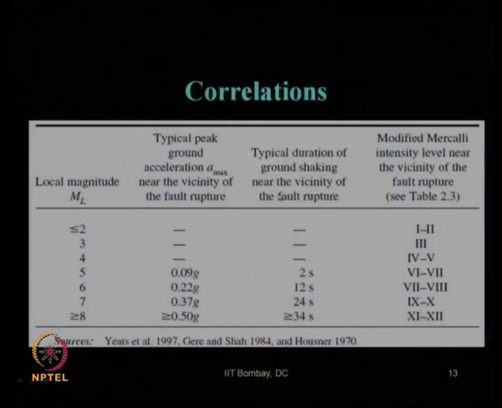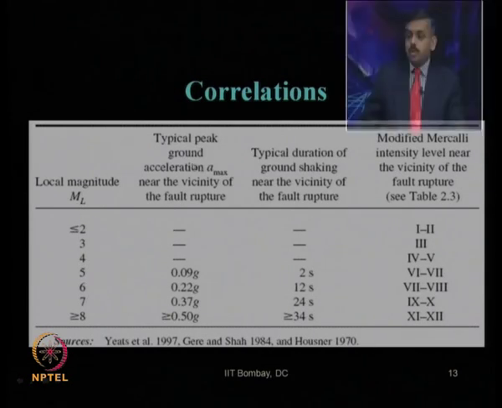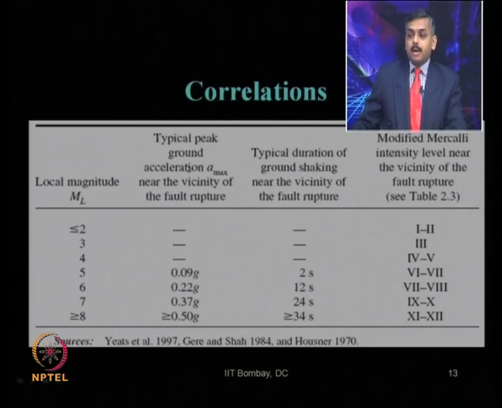So, this is a correlation which I have just talked to you about. These correlations were suggested initially by Housner in 1970, then modified by Gupta and Shah in 1984, and then further modified by East et al. in 1997. The local magnitude or Richter magnitude values are given here. Corresponding to that, typical peak ground accelerations, that is, Amax values near the vicinity of the fault rupture, are given. The typical duration of ground shaking near the fault rupture is given, and this is the MMI scale value corresponding to the magnitude.